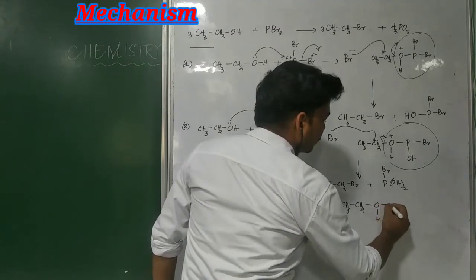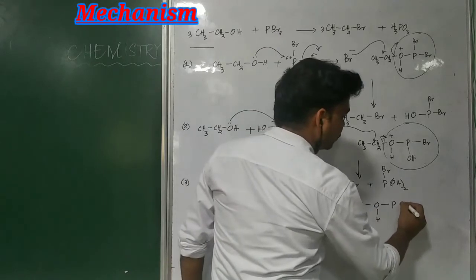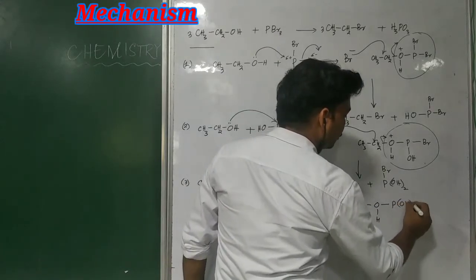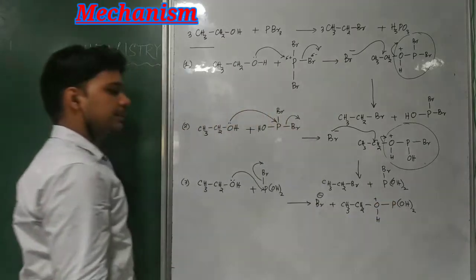This oxygen is now attached to the phosphorus atom containing 2 OH groups. This oxygen will have a positive charge.